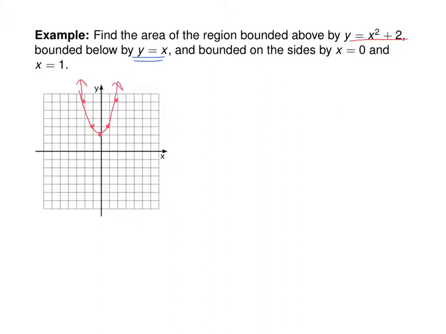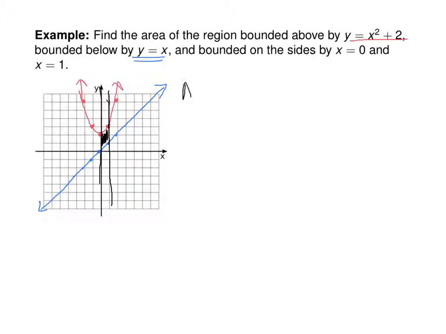Y equals x is a line with y-intercept 0, slope 1, starts at the origin. And we're looking for the region bounded on the sides by x equals 0, that's the y-axis, and x equals 1, that's this line right here. So the area we're looking at is that little region right there. And just based on counting the little boxes, it looks like it could be about 2.